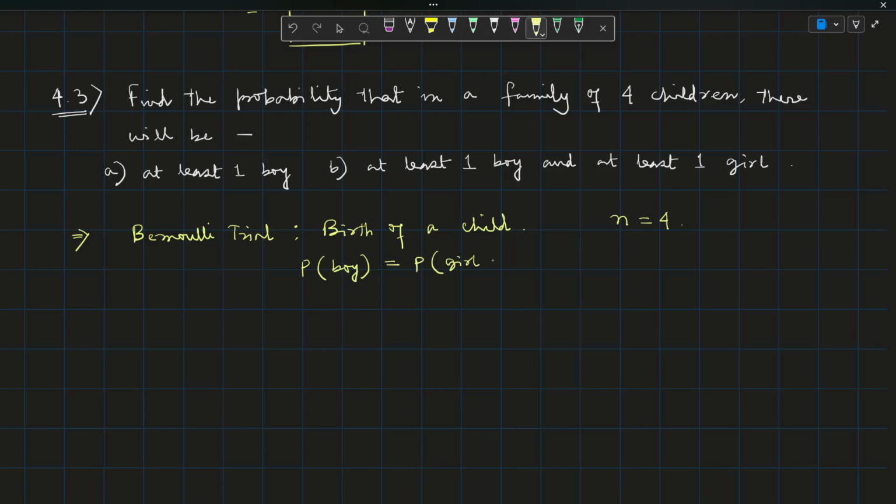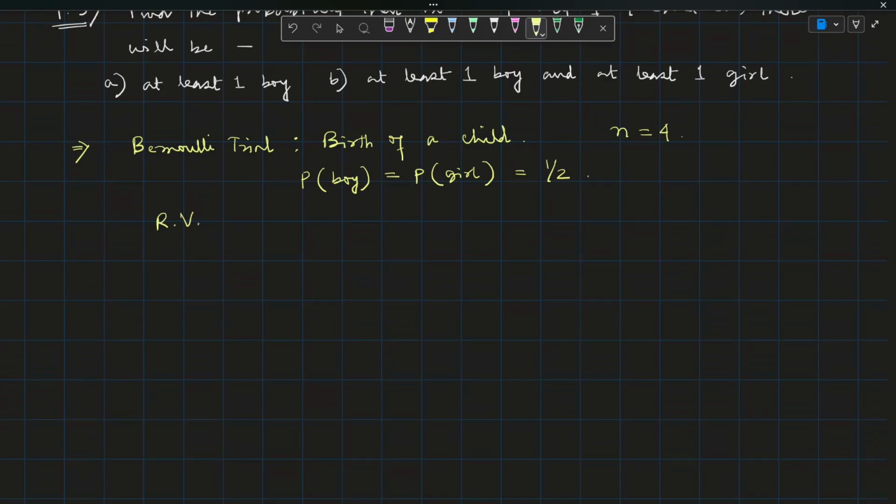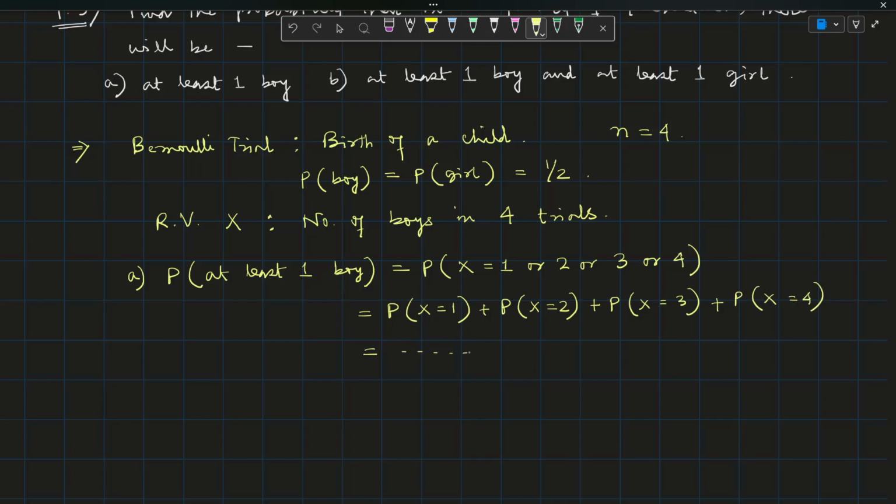If you see the problem here, there are a total of 4 children, so n is 4, and the probability of a boy equals the probability of a girl, which is half. So we are defining the random variable X, which is the number of boys in 4 trials. For at least one boy, the probability of at least one boy equals the probability that X equals 1 or 2 or 3 or 4. We will just write it in the same way as the earlier problems.